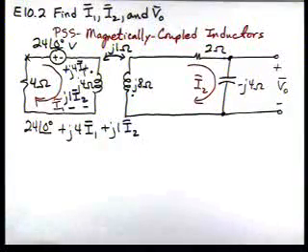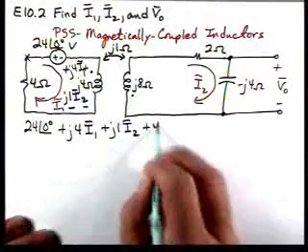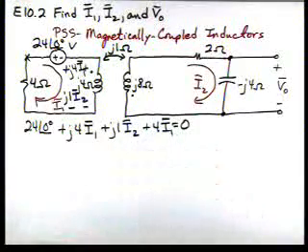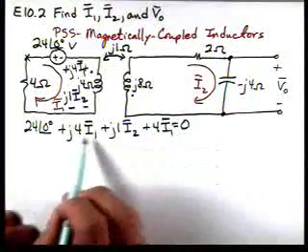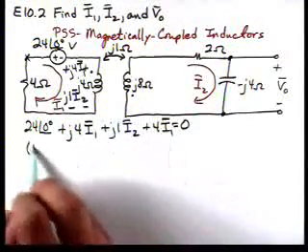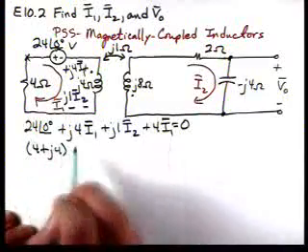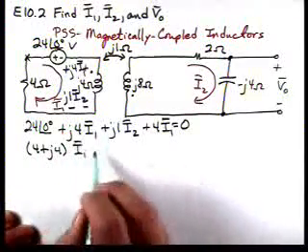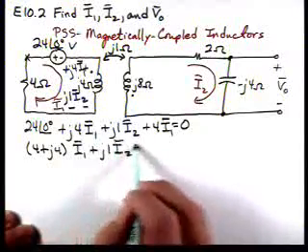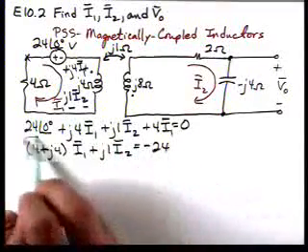Then as we come on around, we'll have 4I1 equal to 0. The J4 I1 term we'd have even if we didn't have coupled inductors, so our equation becomes 4 plus J4 times I1 plus J1 times I2 equal to minus 24.